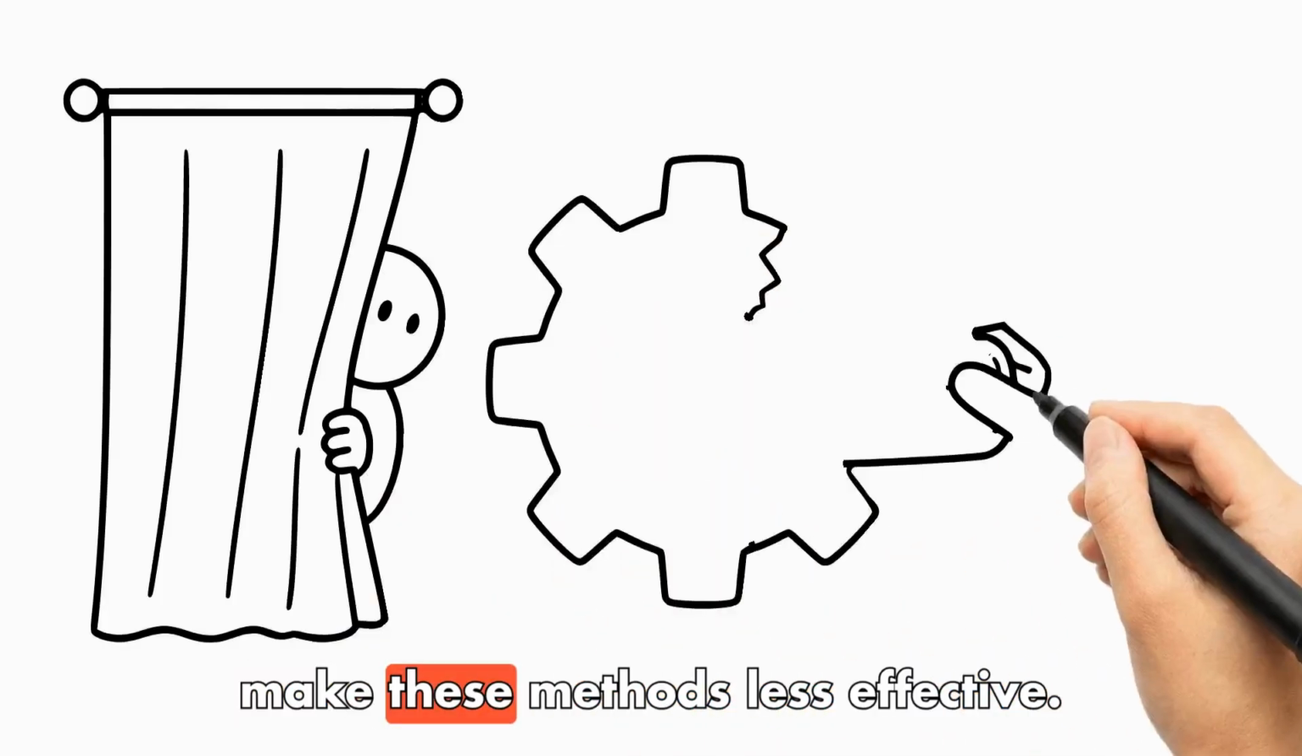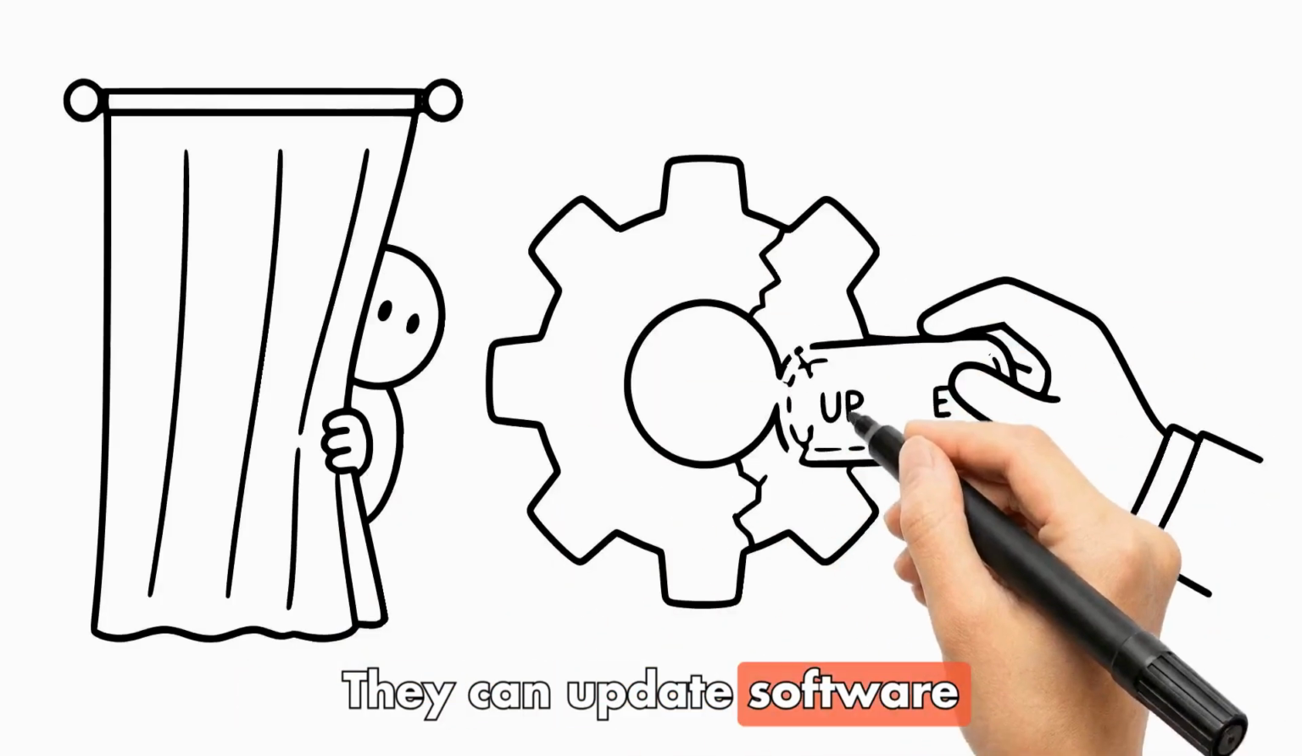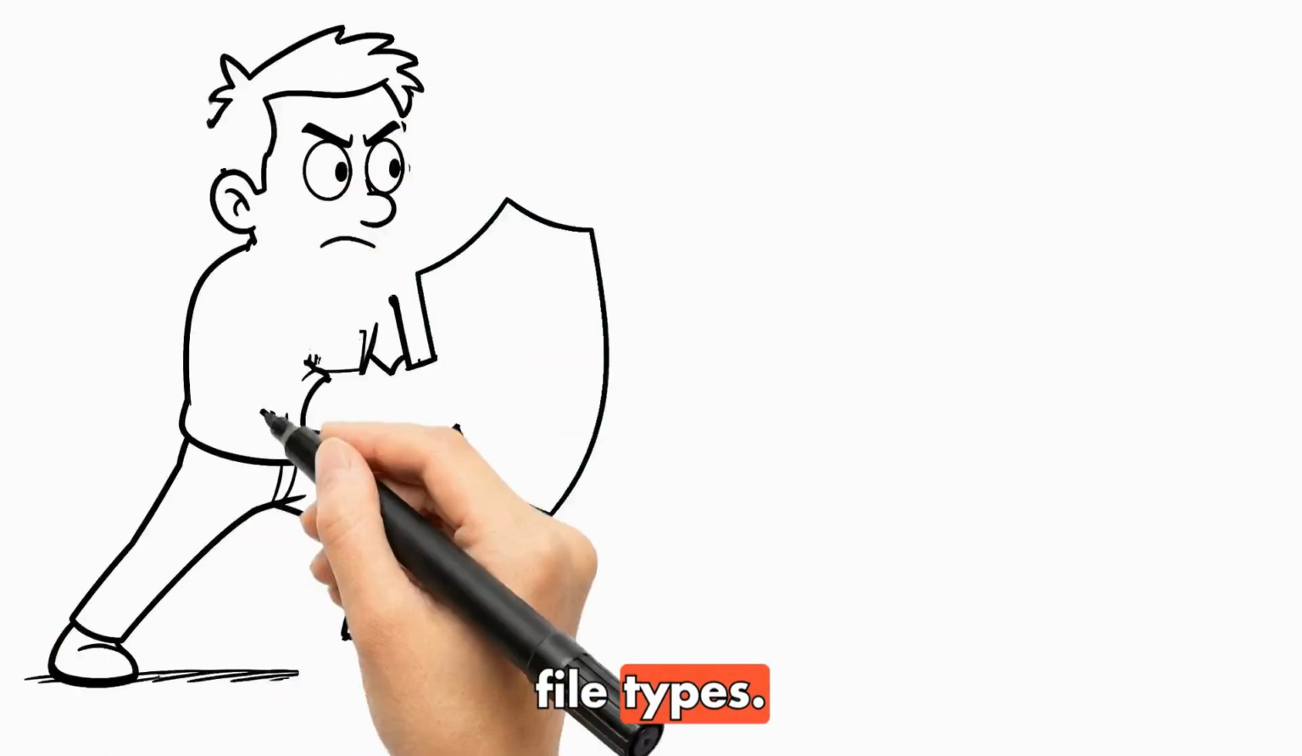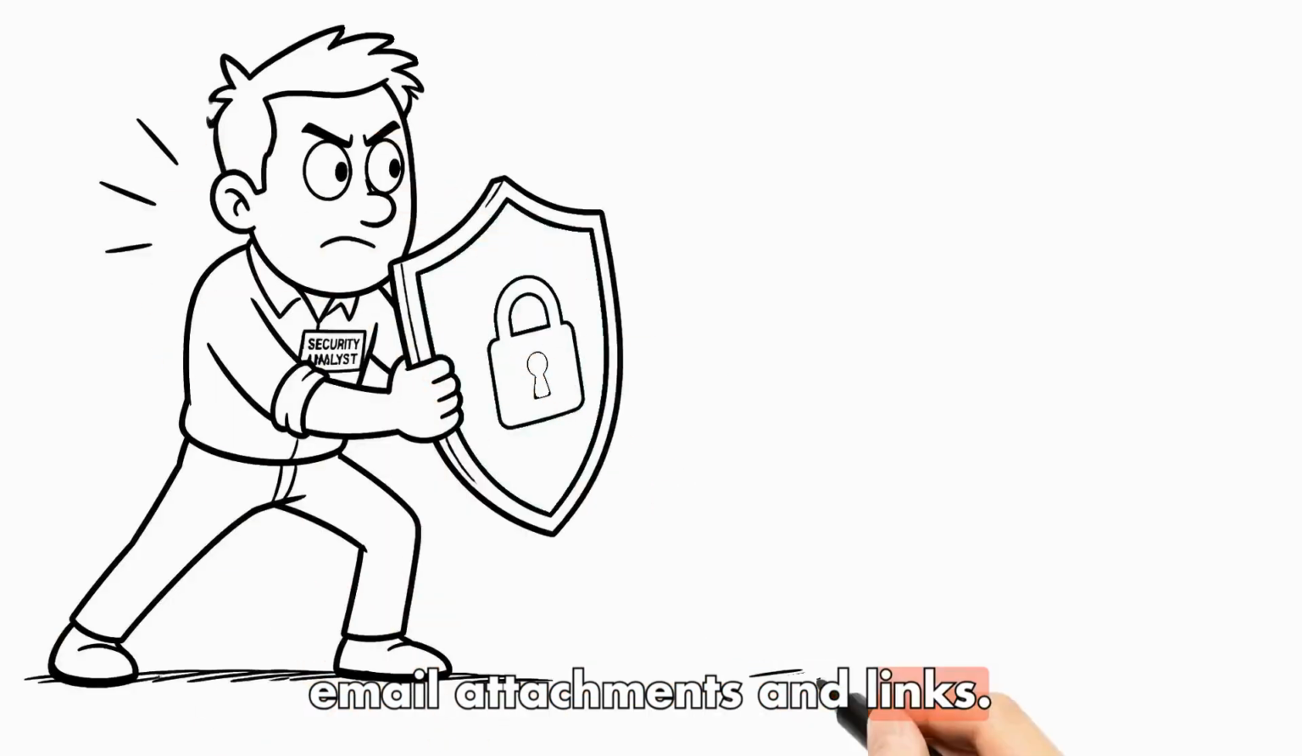But defenders can make these methods less effective. They can update software before known weaknesses are used. They can block risky file types. They can scan email attachments and links.